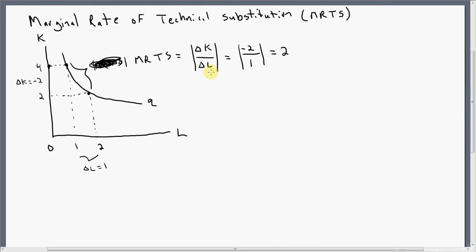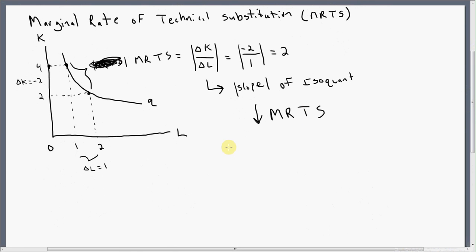Anyways, one other thing is that this just happens to be the absolute value of the slope of the isoquant. This change in K over change in L is just how we define the slope in an XY plane. That's what the marginal rate of technical substitution is. One important property of well-behaved isoquants is that the marginal rate of technical substitution tends to diminish as we move down and along an isoquant. So this is the idea of the diminishing marginal rate of technical substitution.